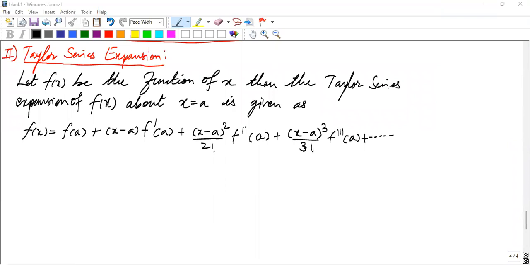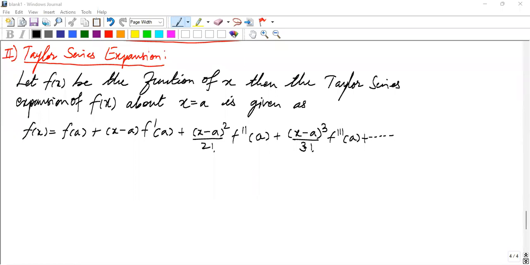So what relation can you see in Taylor series and Maclaurin series? X is replaced by x minus a. Good. And f of 0 is replaced by f of a. A is replaced by 0. Yes. So can we say that if a is equal to 0, then we get Maclaurin series? Very good. So if a is equal to 0, then we get Maclaurin series.